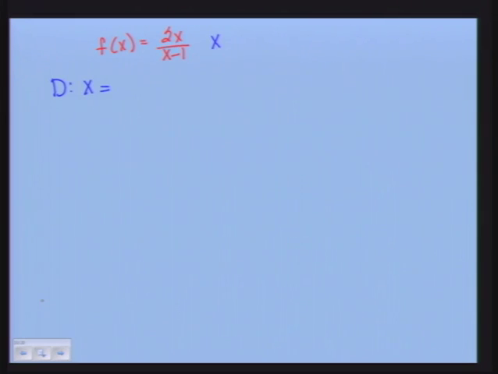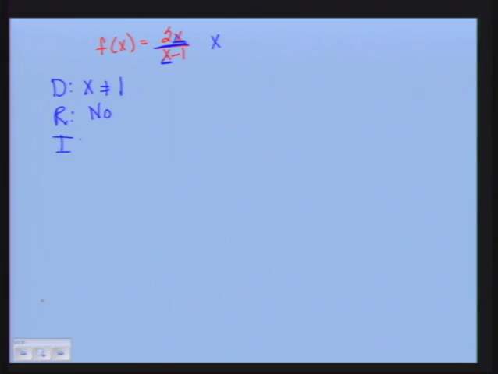X cannot equal 1. Now remember in that one that had the open hole that we reduced, and when we reduced the problem went away, so we have to check and see if we can reduce our function here. We can't because this x is a factor of the numerator, and we can't reduce unless we have common factors in both numerator and denominator. So no, we can't reduce.